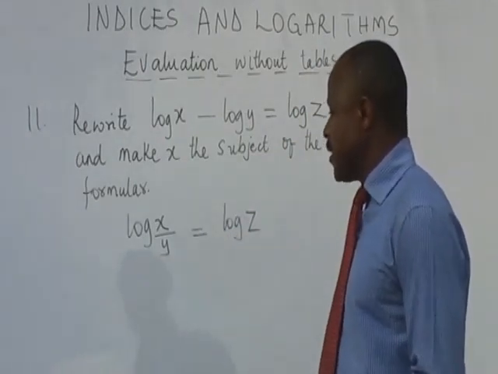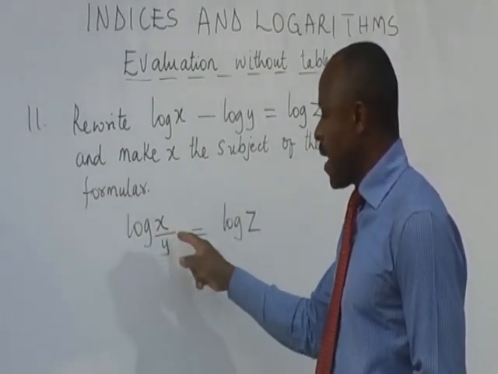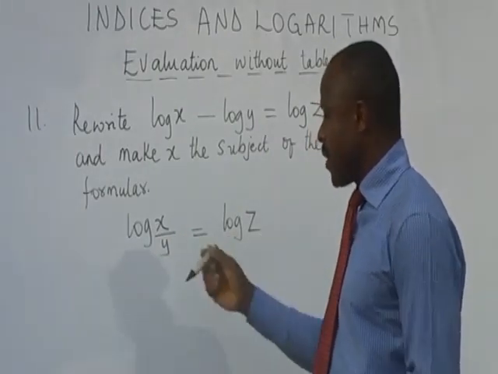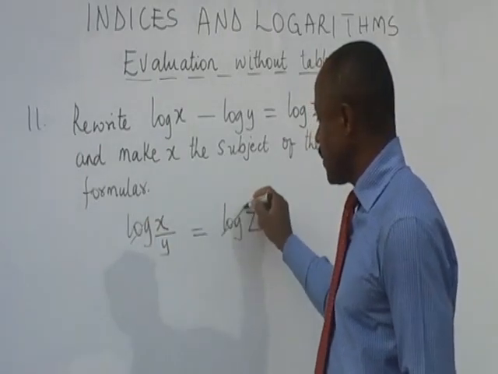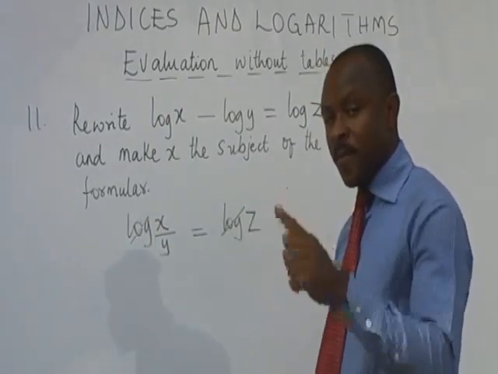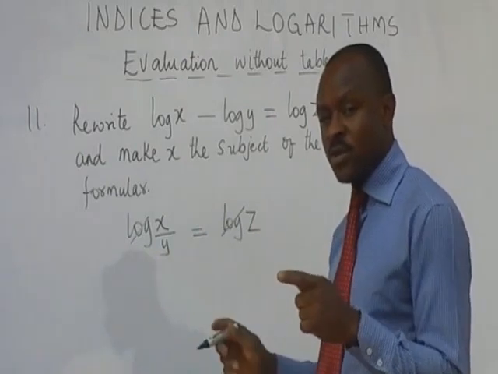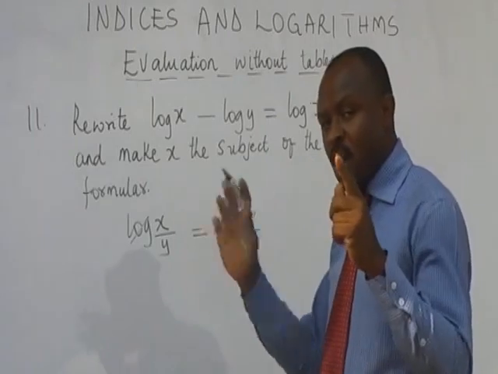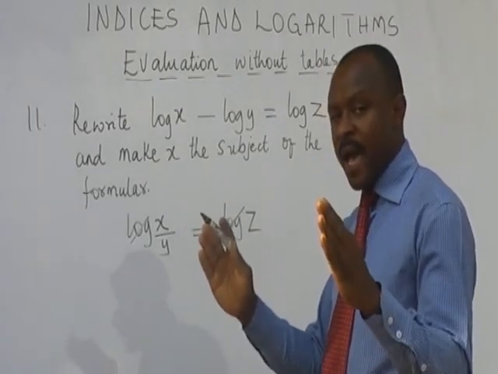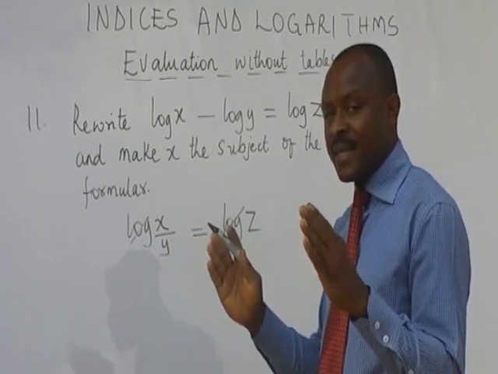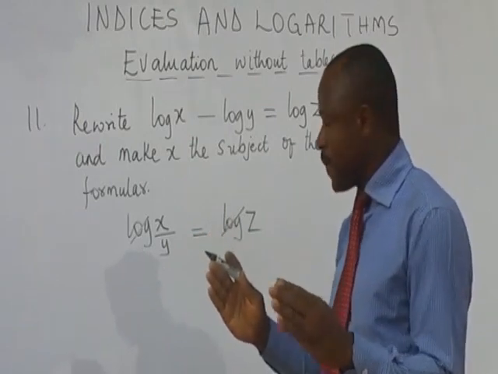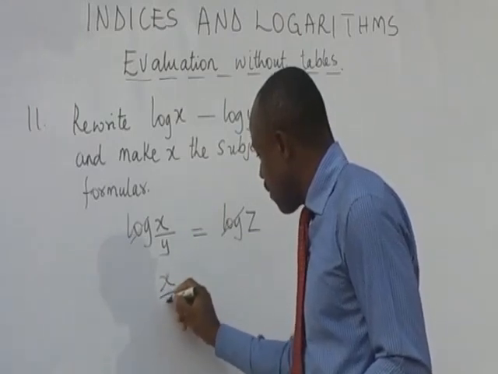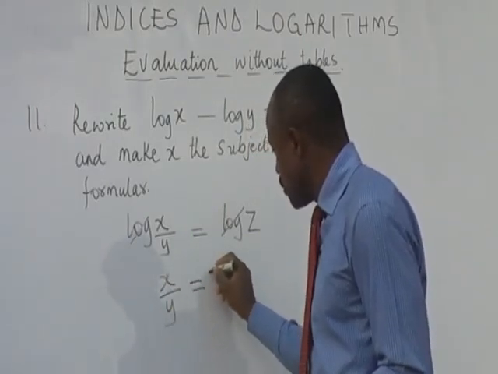Since you have log of x all over y is equal to the same log of z, you can remove log. Just like having 2 times x is equal to 2 times y, you are free to remove the 2 that is common in both sides of the equation and equate the things that follow the 2. That will now give us x all over y is equal to z.